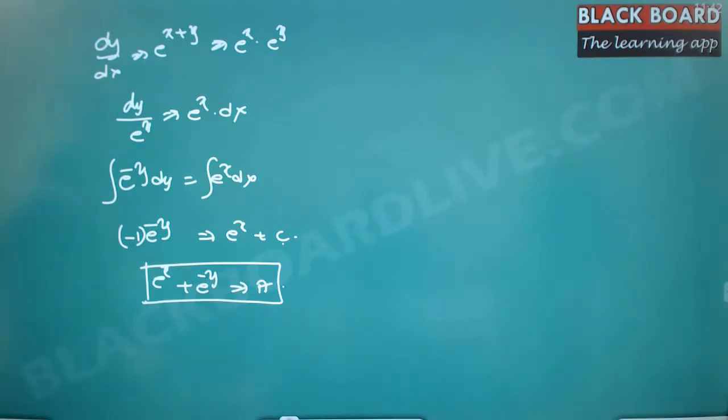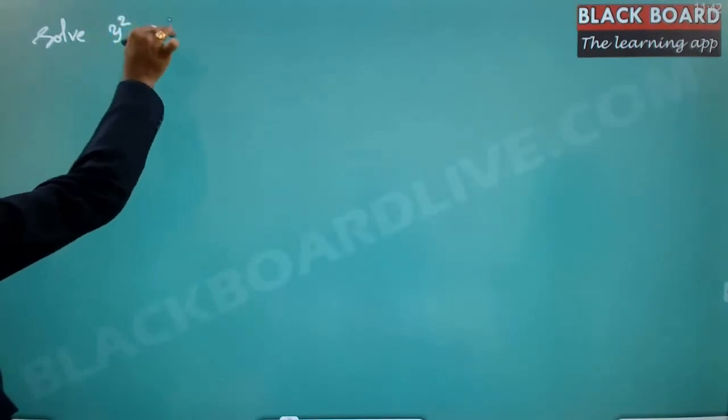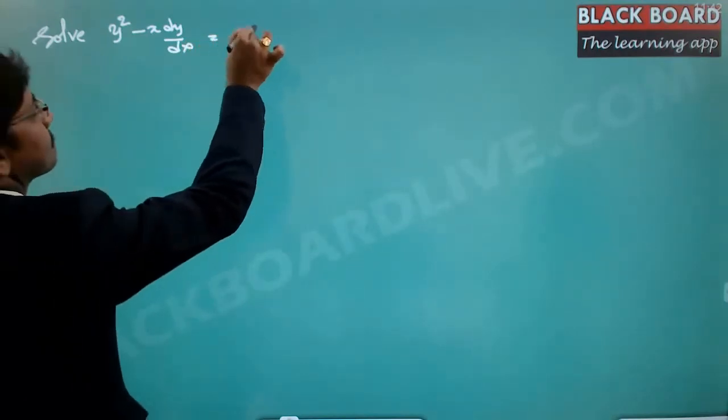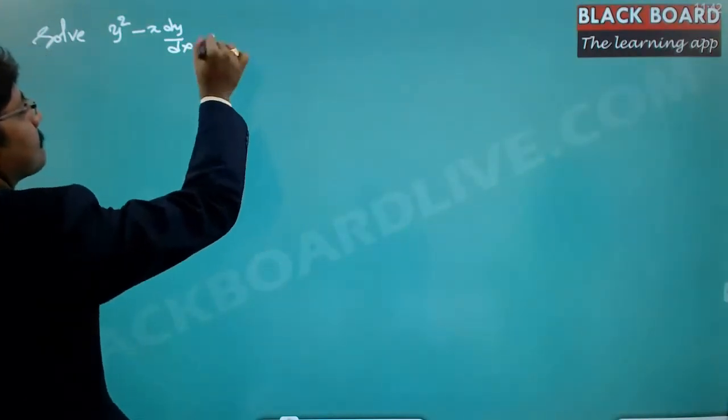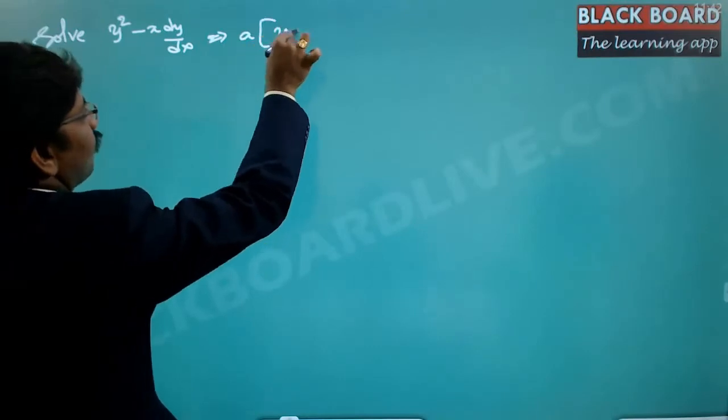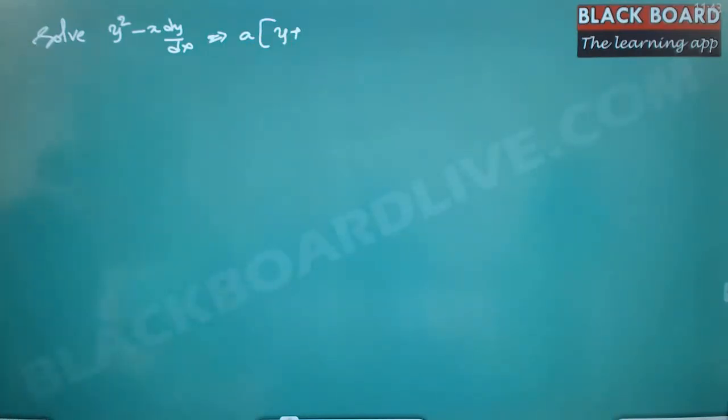Note down one more. Solve y square minus x dy by dx is equal to a into y plus dy by dx.